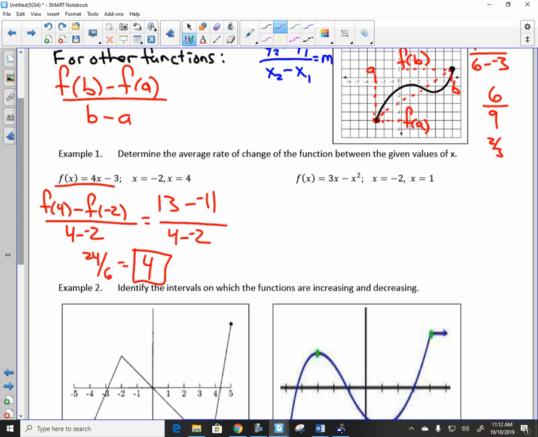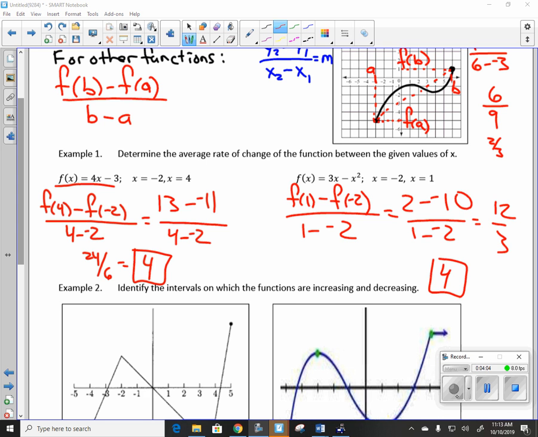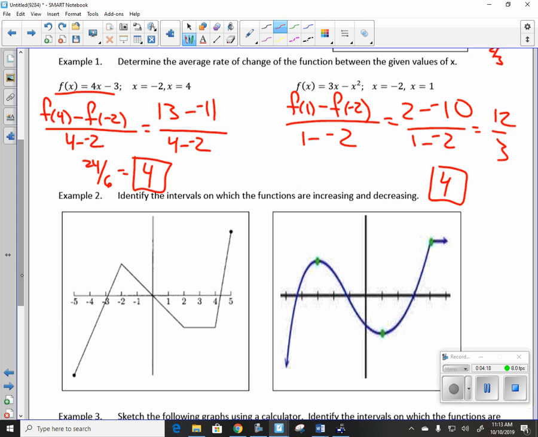Find the average rate of change for the next function over the interval -2 to 1. I got 4. Does it always come out to be 4? No, it's just by chance. Okay? Any questions on those examples?